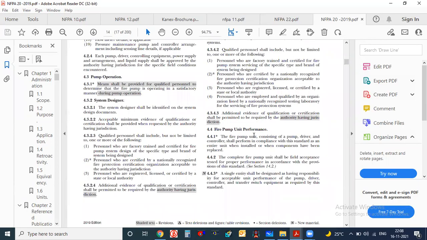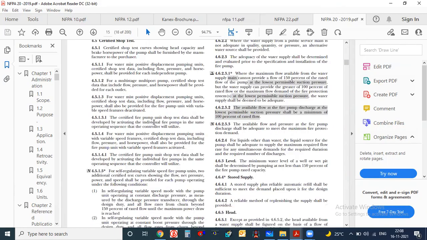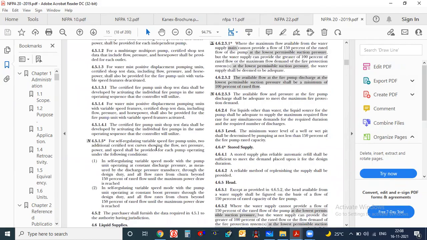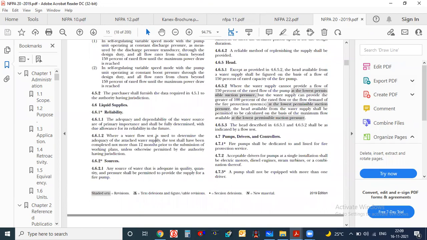Every pump will have some performance, efficiency. So we normally take 50% to 60% efficiency for any pump, but here they have given some criteria on how to find the pump unit efficiency. The fire pump consisting of this shall perform and comply with the standard, and the complete fire pump shall be field acceptance tested. Let us see if any points are given or not. Certified shop test. Here they have given certain tests which a manufacturer has to pass in order to get the certificate for performance and all. So those things are given here.